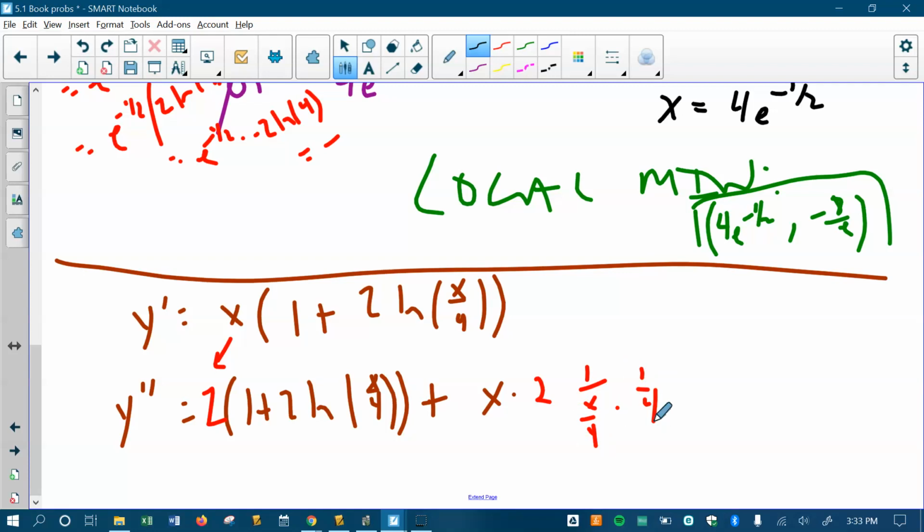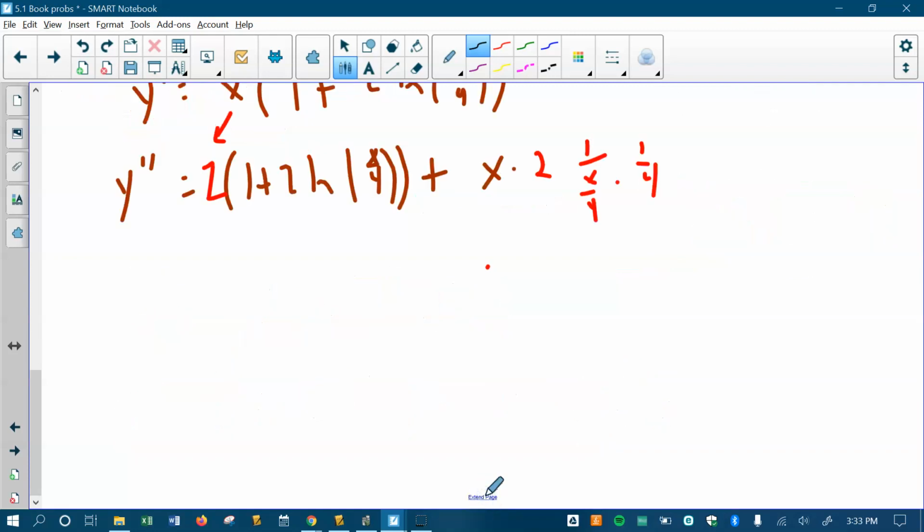And let's simplify this. Okay, these are horrible problems. Who assigned these problems? Me? Did I assign these? That's mean.